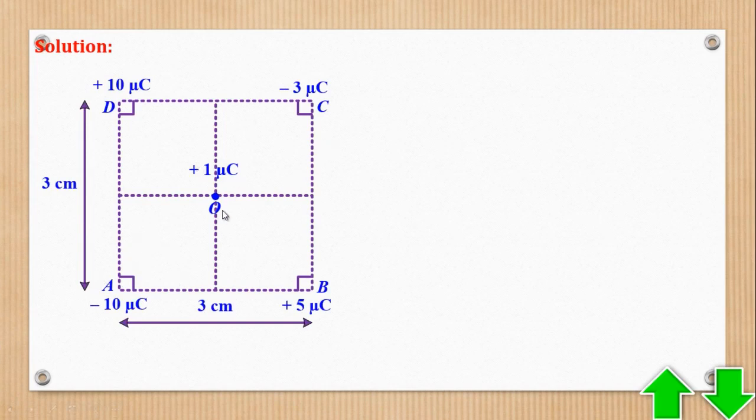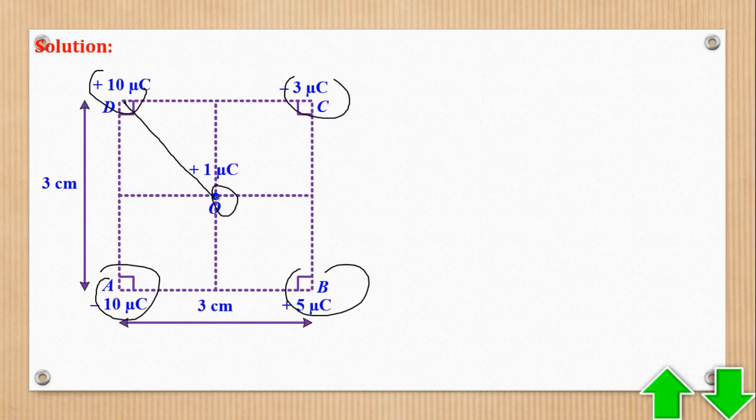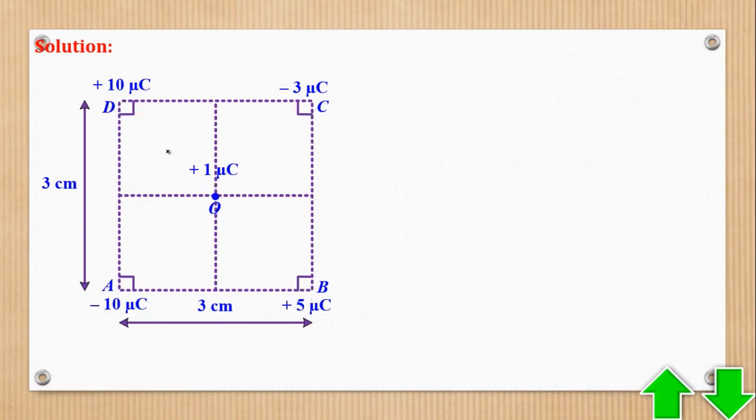So now after drawing, they want the resultant force at O. At O, meaning there is a force due to charge at A, a force due to charge at B, a force due to charge at C, and a force due to charge at D. But to get those forces, we need to get the separation. So we need this distance, this distance, and this distance. And because it is a square, the distance is the same. So you have to calculate those distances.